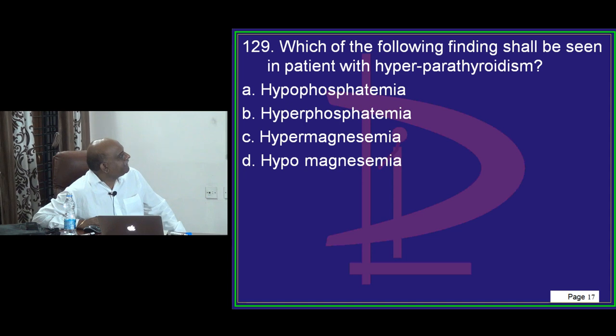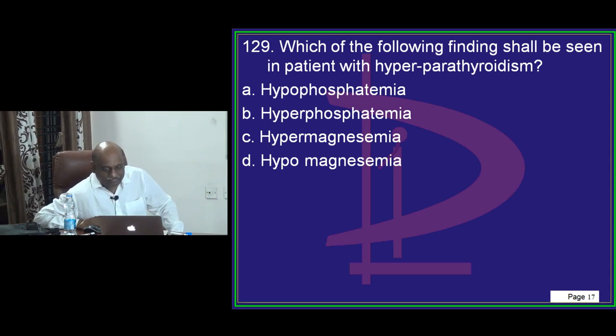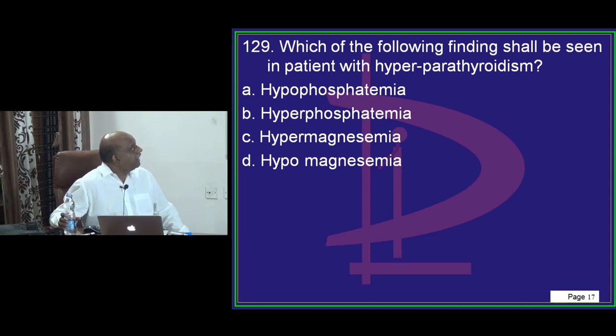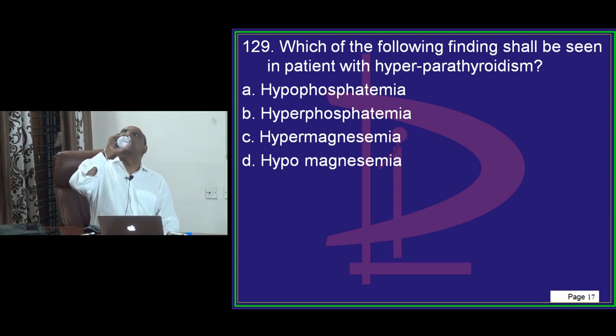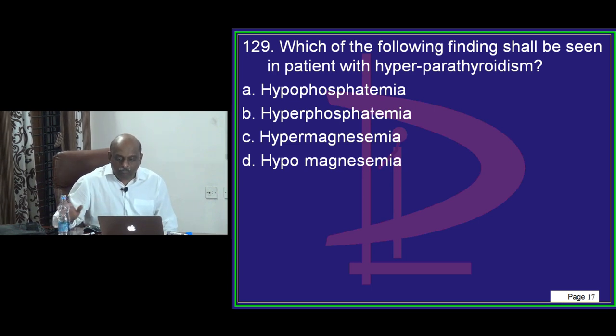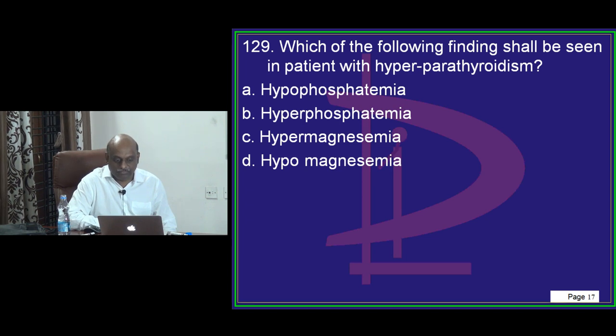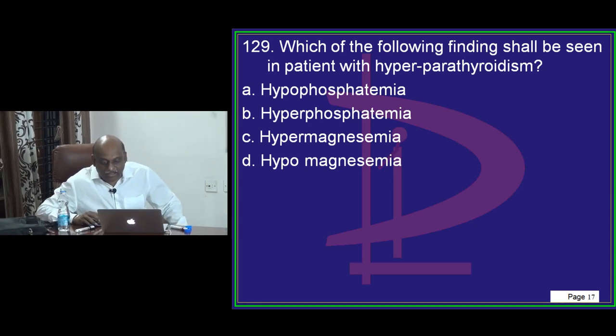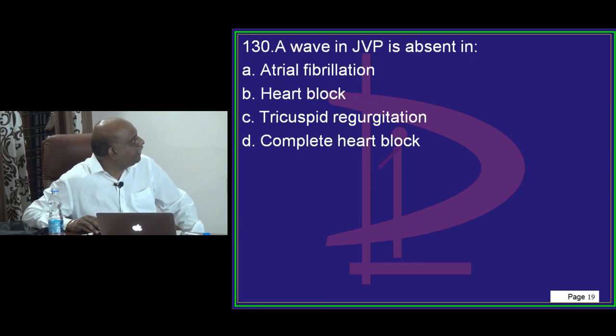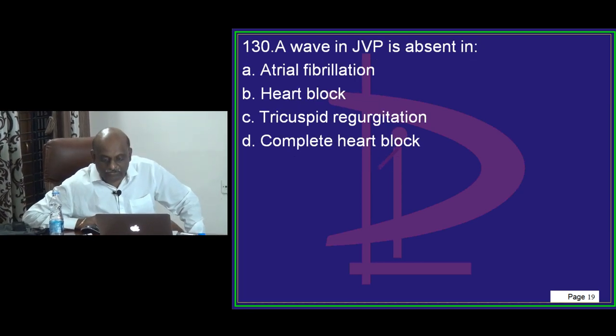Hyperparathyroidism, what is the type of magnesemia or phosphatemia that you see? Once more, a similar question. 129. Yes. Hyperparathyroidism. Question number 129. Good. Ankur proposes hypophosphatemia and Kunal Boyer also saying hypophosphatemia.